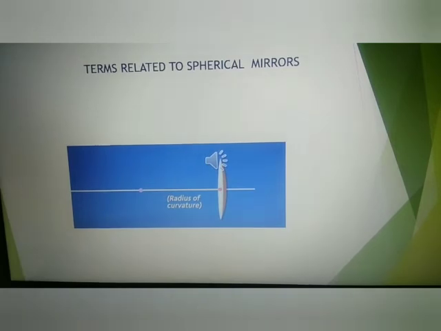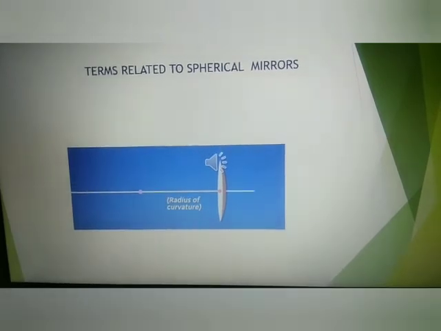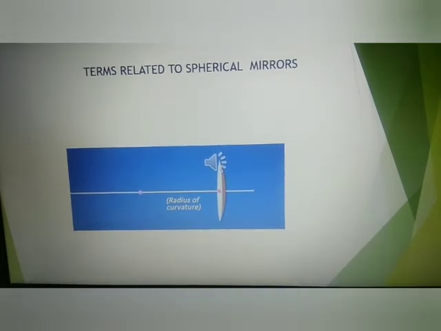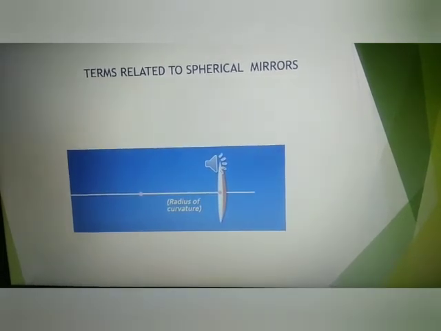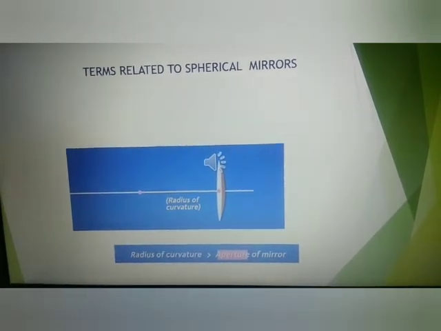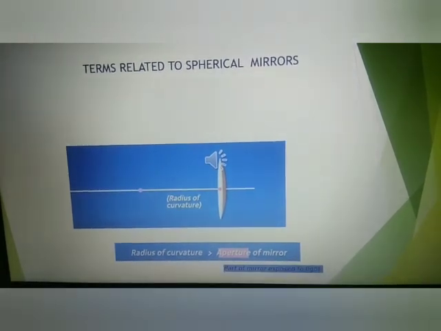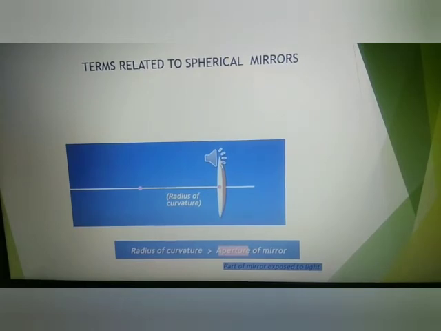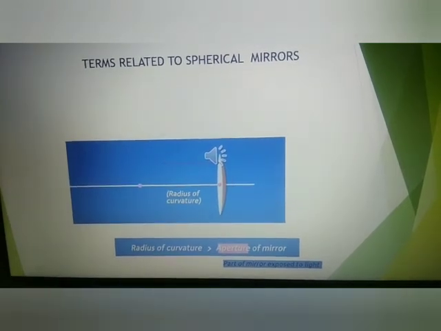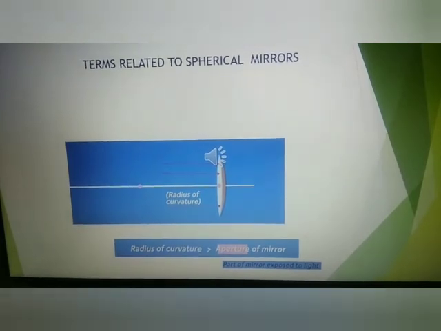Now there is one more very important term related to spherical mirror, that is called its aperture. But before we begin with the aperture, let me tell you one important assumption, that is the radius of curvature of a spherical mirror is always greater than the aperture of the mirror. Now what is aperture? It is the part of the mirror exposed to light. You can see here the rays of light falling on the aperture. So this complete portion is called the aperture of the mirror.